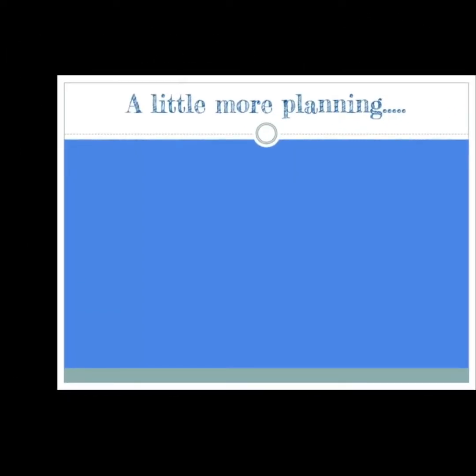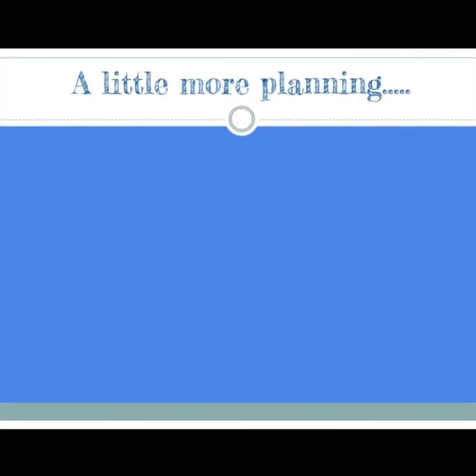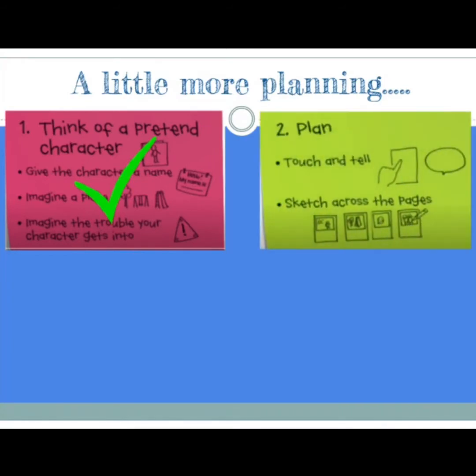So as I told you, in this session, we're going to do a little bit more planning first, and then we'll get to some writing. Don't worry. So we did the first step, which is thinking of a pretend character, giving the character a name, imagining a place, and imagining some trouble that the character gets into. We can check that one off. We did that. But now a little bit more planning.